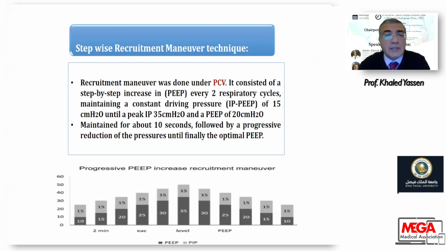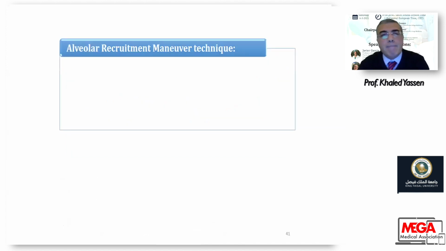This is the way we did in our study. We adopted the stepwise recruitment maneuver. And as we said, we will have a driving pressure of 15 centimeter water, and we will start increasing the PEEP value incrementally until we reach 35, 40, and then we go down to detect the optimal PEEP.